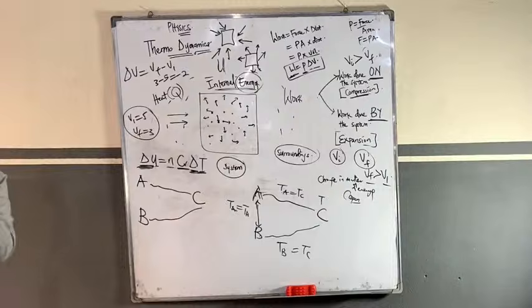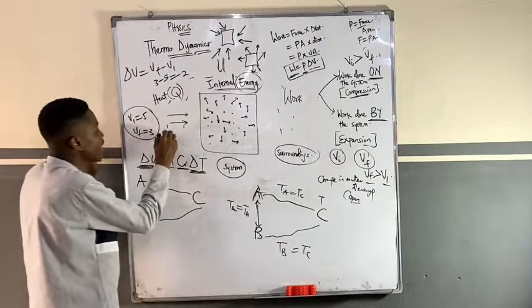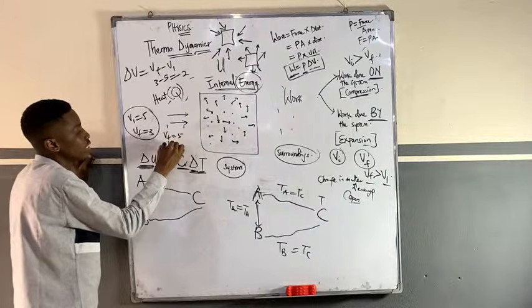So work done on is always what? I hope we're together. Number 2 is work done by. If work is done by, that means your final is bigger than your initial.